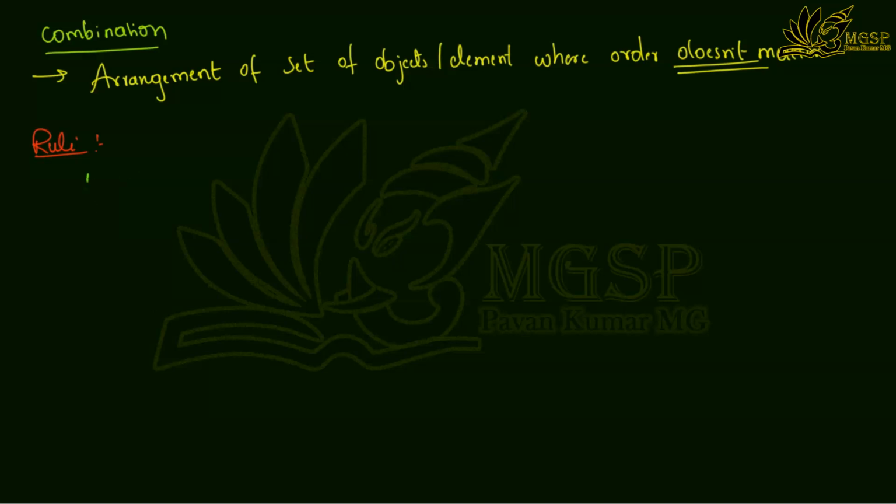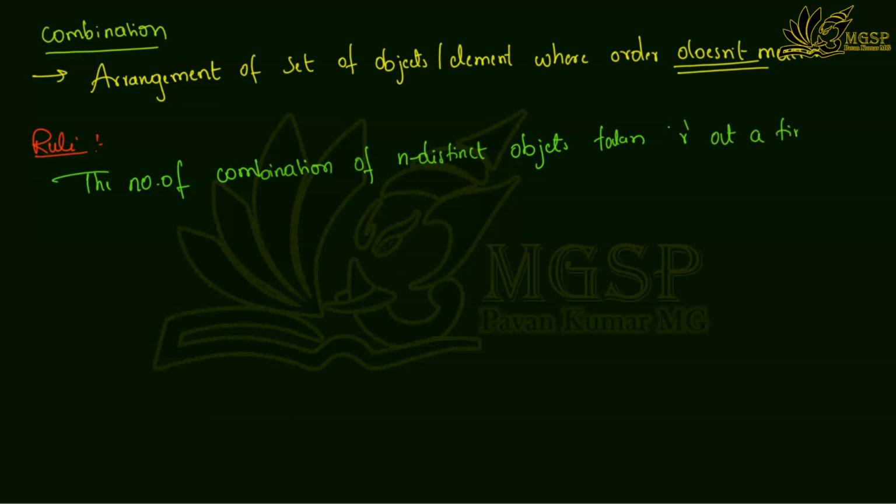We'll write the number of combinations of n distinct objects or elements taken r at a time. Here the case is, I'll write, repetition is allowed.